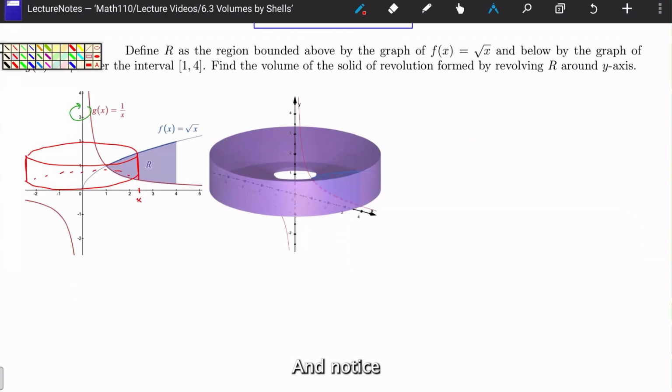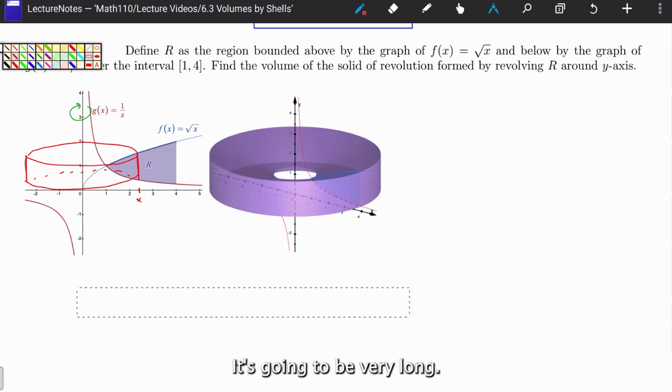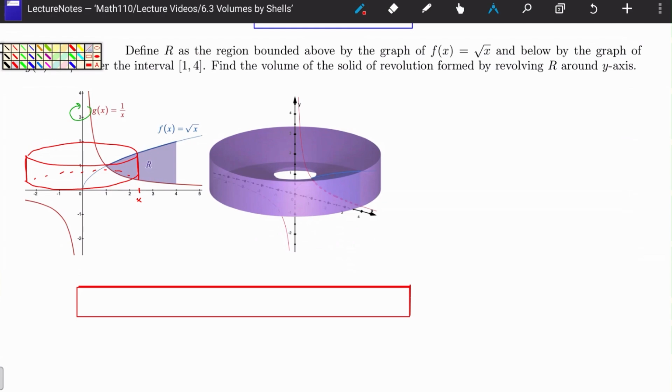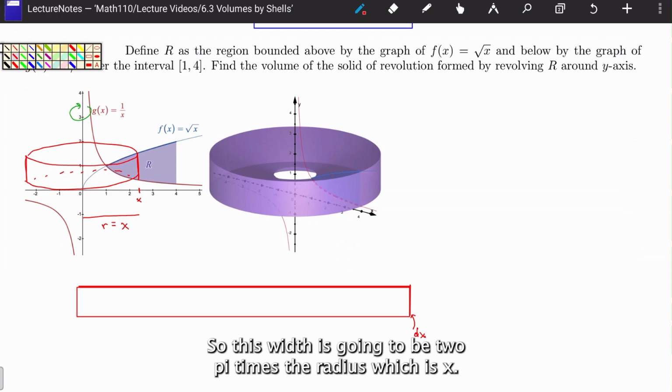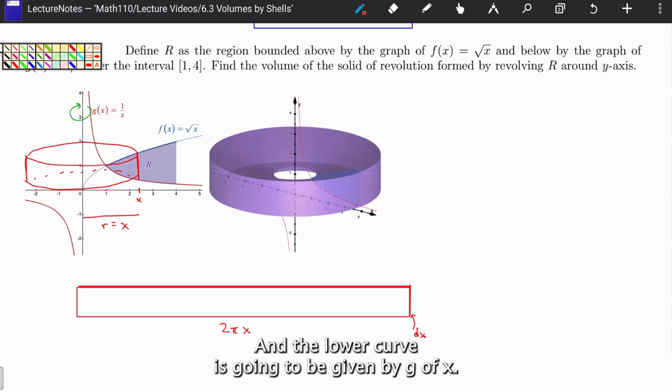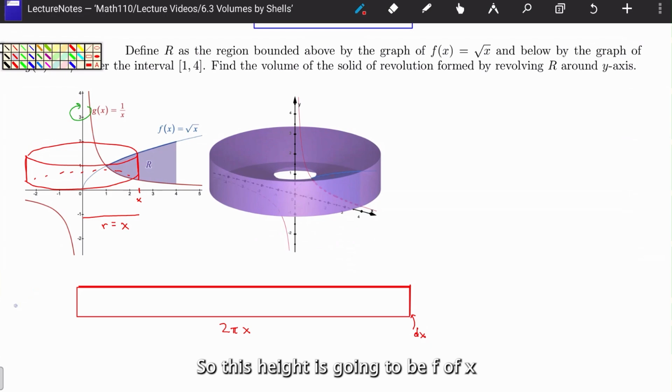And notice, let's draw that out. It's going to be a very long, skinny strip. I'm going to draw the extra thickness there too. So that thickness is dx. My radius in this case is going to be my x. So this width is going to be 2 pi times the radius, which is x. And the height here is going to be, the upper curve is given by f of x, and the lower curve is going to be given by g of x. So this height is going to be f of x minus g of x.